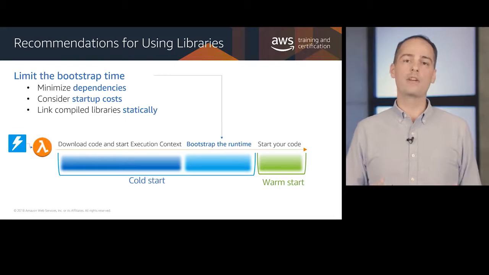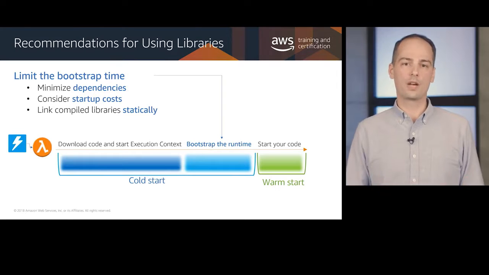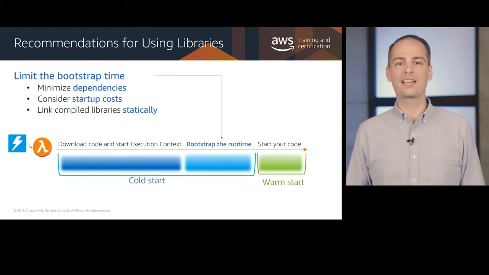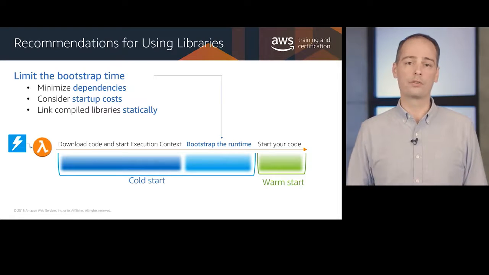In order to optimize the cold starts for your function, you should consider reducing the overall size of your libraries. So that means removing any unnecessary dependencies in your dependency graph, as well as being conscious of the overall startup time for the libraries you're using. Certain libraries like Spring within the Java context take a long time to initialize, and that time is going to impact the cold start times for your function. Also, if you're using any compiled libraries within your function, consider statically linking them instead of using dynamic link libraries.